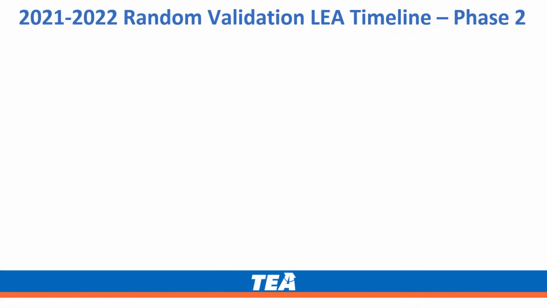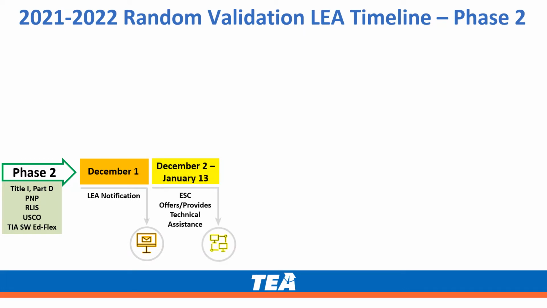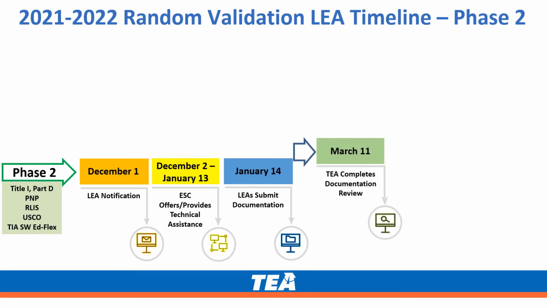We will now be taking a look at the LEA timeline for Phase 2 of the 21-22 random validation process. For Phase 2, LEAs will be notified via email by December 1st. The ESC, or the Regional Education Service Center, will offer and provide technical assistance between December 2nd and January 13th. The LEAs will be required to submit their documentation by January 14th.